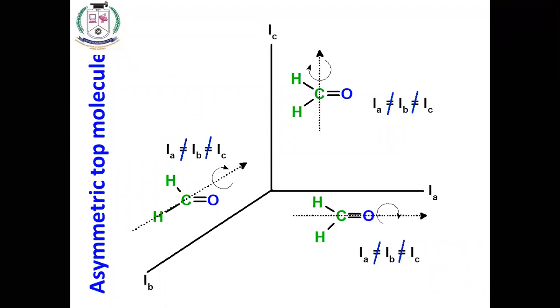So now what happens? Ib will be different from Ic and different from Ia. That means Ia is not equal to Ib is not equal to Ic. The moment of inertia of this molecule in three directions is not equal. That means it is having different values. By seeing the structure, by seeing the axis, we can tell whether the moment of inertia will be there or not. It is there, but all are not equal. They are different. This is an asymmetric top molecule.